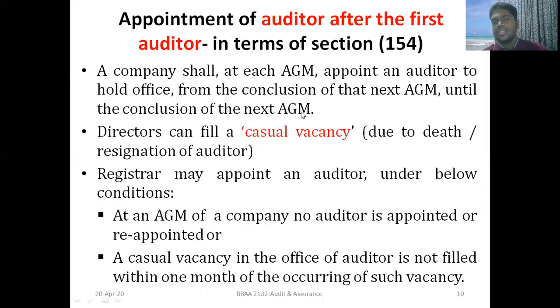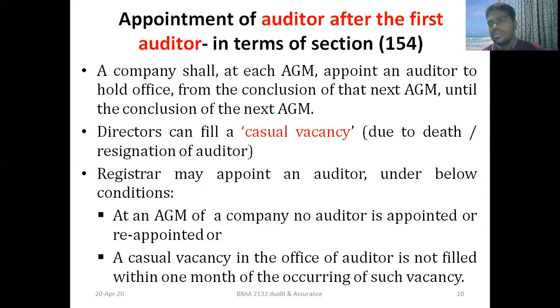Because it normally continues, directors can fill a casual vacancy. This normally happens during the period. What does casual vacancy mean? It means something suddenly happened, an uncertainty, something we didn't think would happen. Casual vacancy normally happens due to the death of the particular auditor. What can we do? We didn't expect it. Or the resignation of the auditor, which often happens because sometimes the auditor resigns the job.